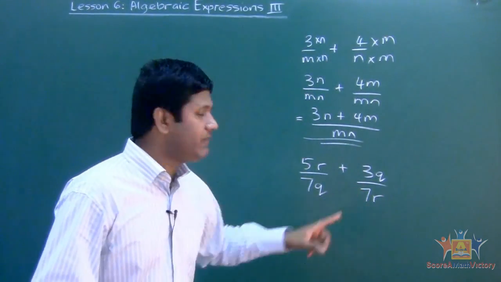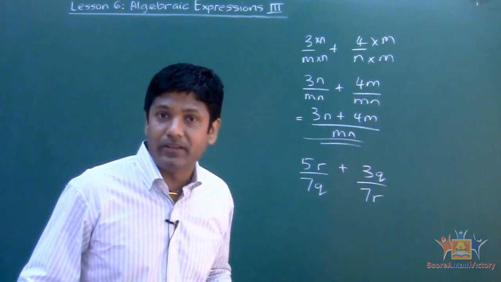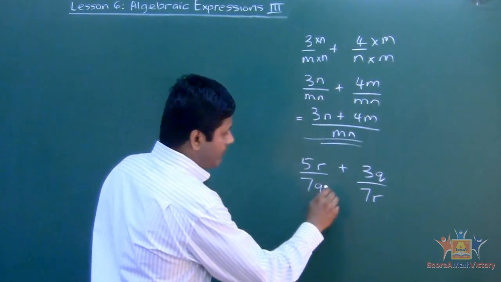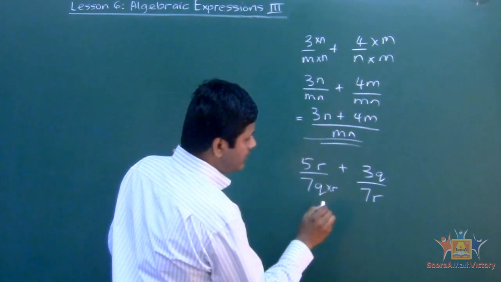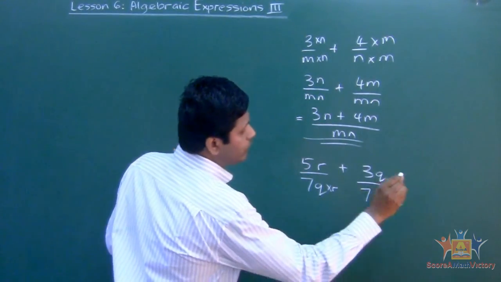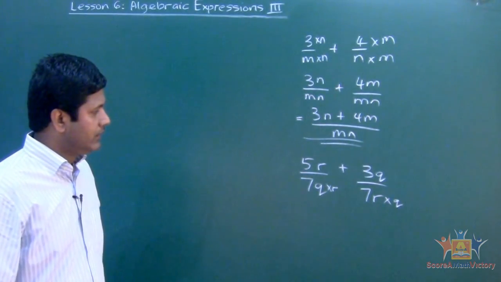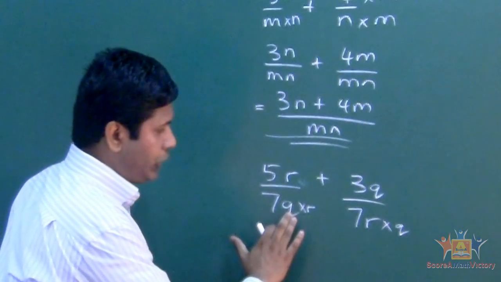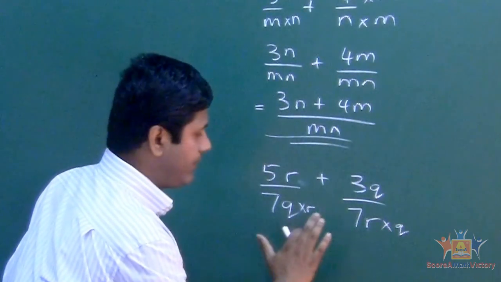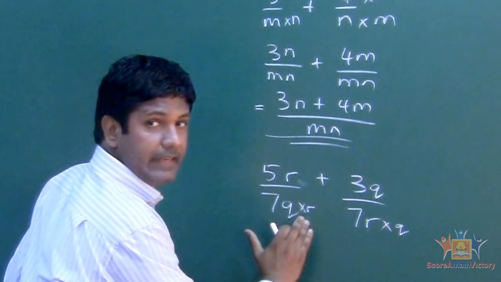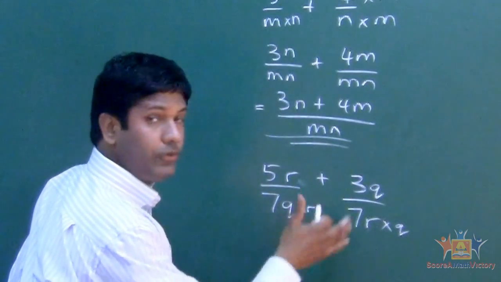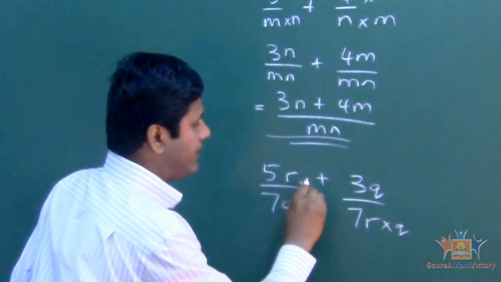Doesn't matter 7, 7, but everything has to be identical. Am I right? So that means I'm going to multiply this by r and this by q. See that? So what would that be? qr and qr. But wait a minute. I multiply the denominator by r. What do I have to do to the numerator? Also I multiply that by r.